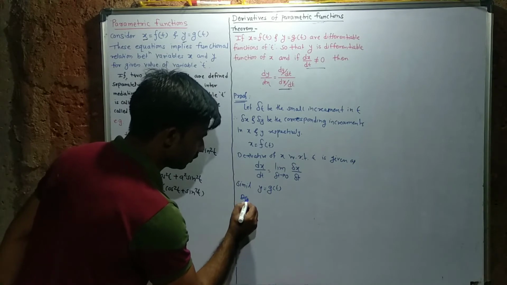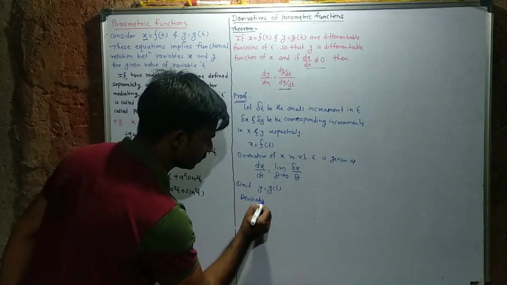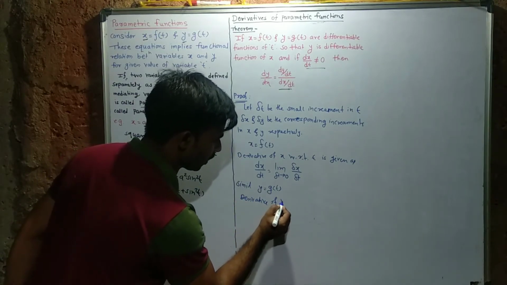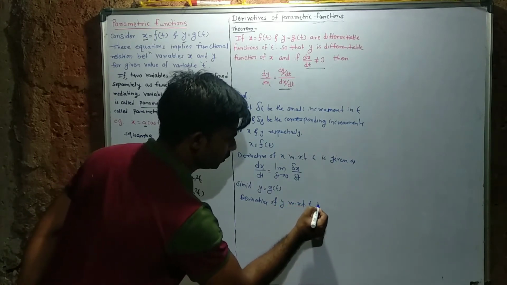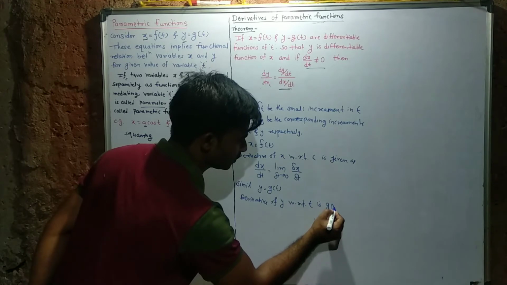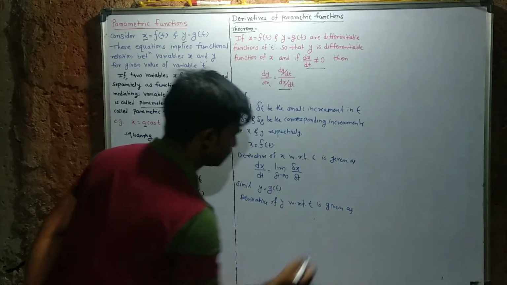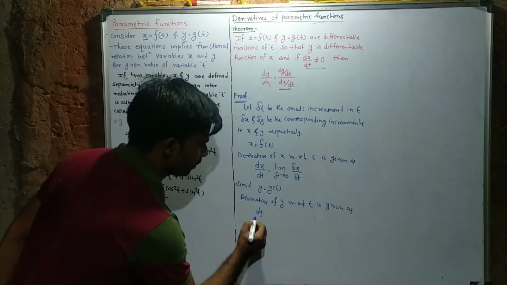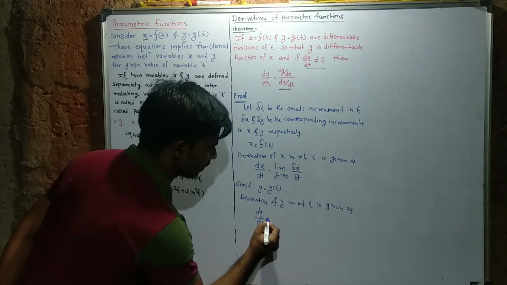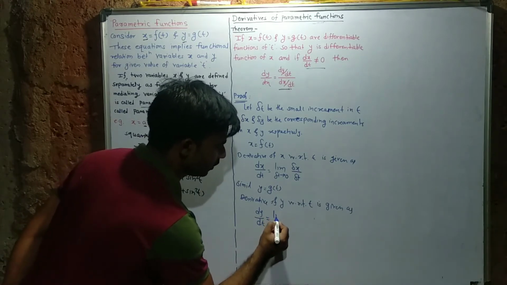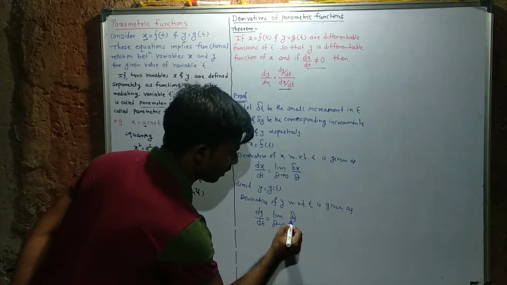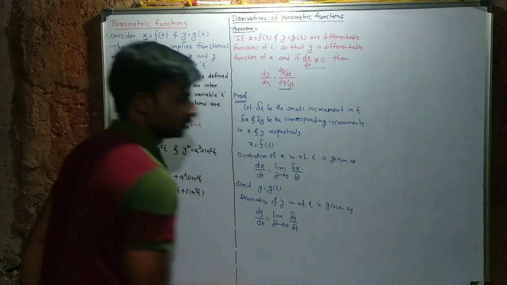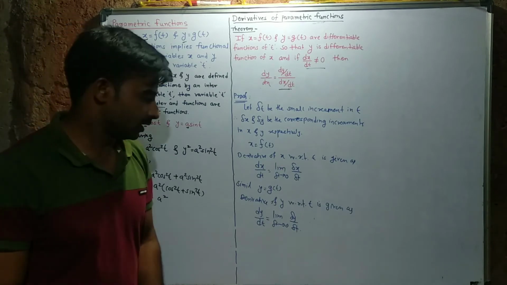Therefore, the derivative of y with respect to t is given as dy by dt, which is equal to the limit as delta t tends to 0 of delta y divided by delta t.